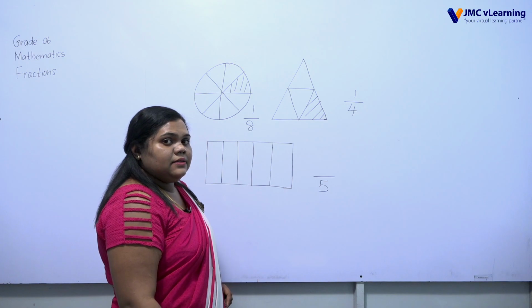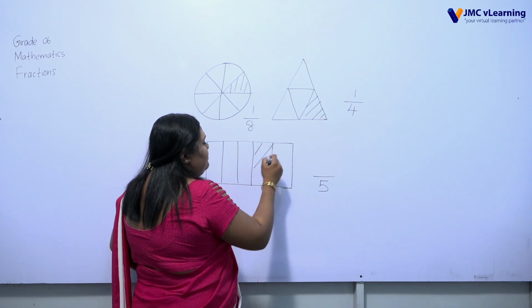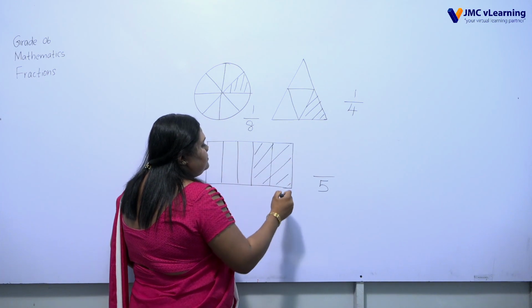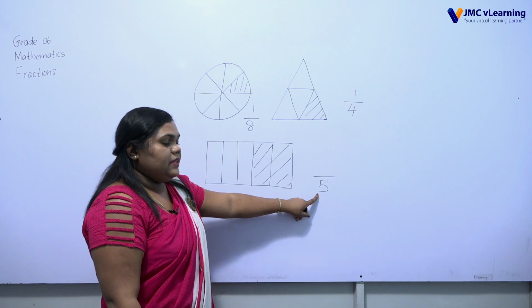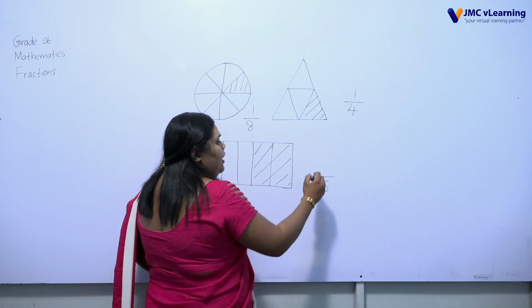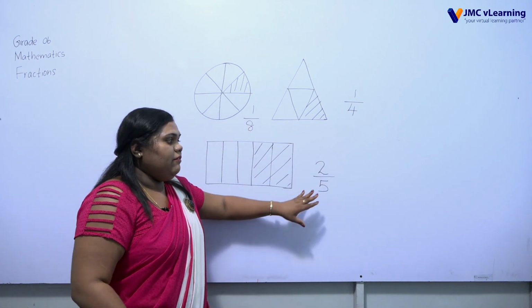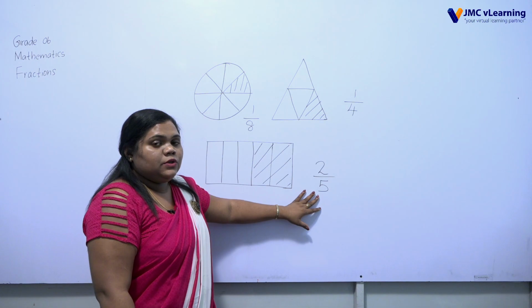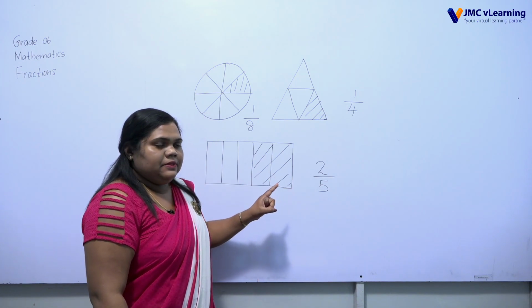If I color 2 parts, okay, I will color it. So how can we write this? Altogether 5 parts are there. I colored 2 parts, so I put 2 on top. So how can we read this one? 2/5.